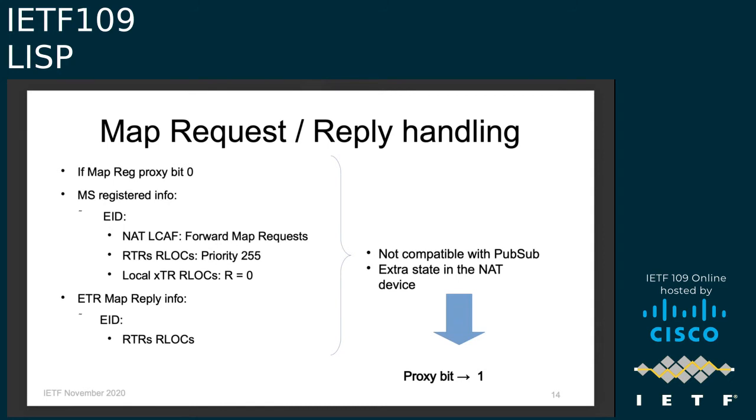As the information stored in the mapping of the map server is not the one needed to forward the traffic, this option is not compatible with the PubSub mechanism, which is the one we recommend to use. Also, this mechanism introduces extra state in the NAT device for each map replay. For all these reasons, we changed the draft to make the proxy bit set to 1 mandatory and not allow the XTR to replay.